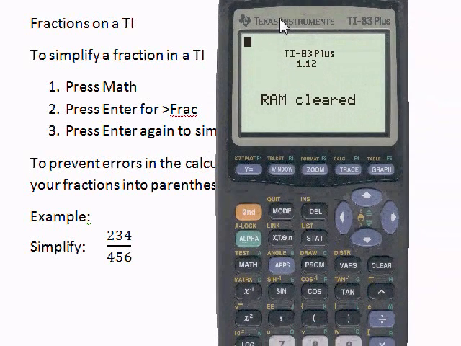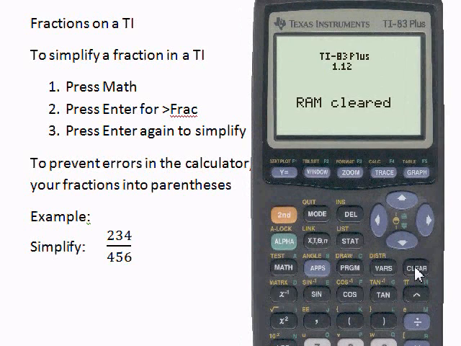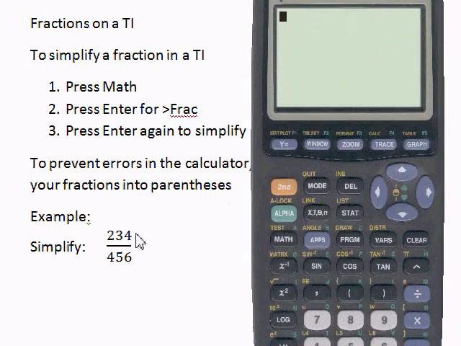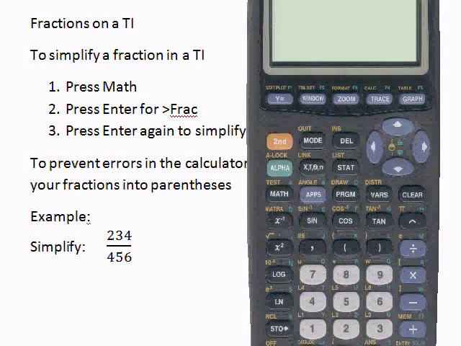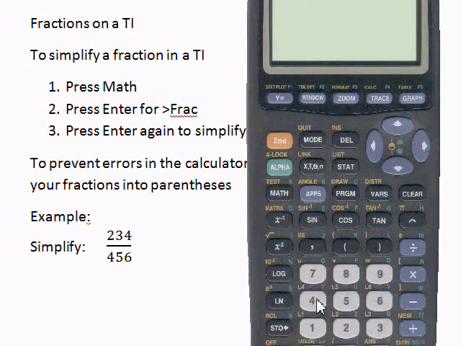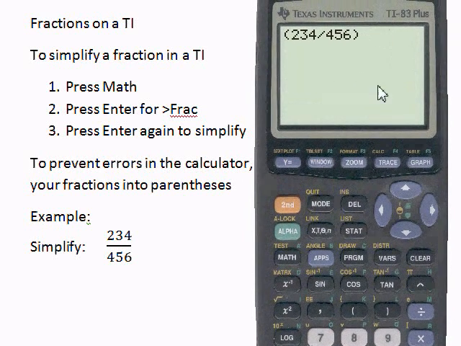So we get our calculator, we turn it on, and I go ahead and clear out my screen by pressing the clear button, which is below the down arrow. Press clear, and I'm going to simplify this fraction right here. I'm going to open a parentheses and type in 234 divided by 456, close my parentheses, and you should see this now in your calculator.